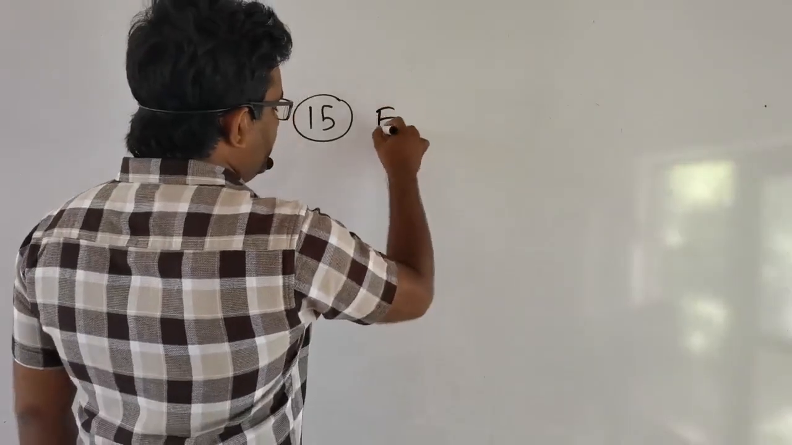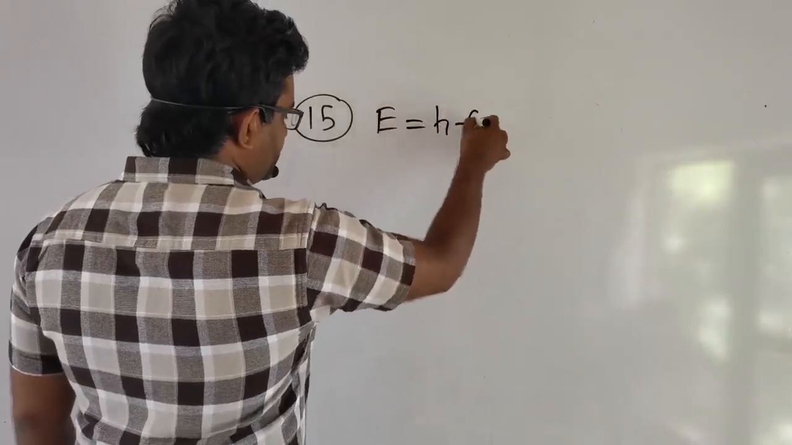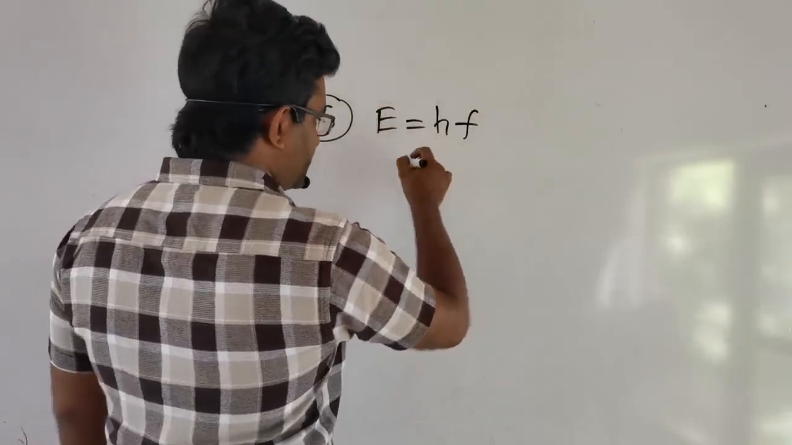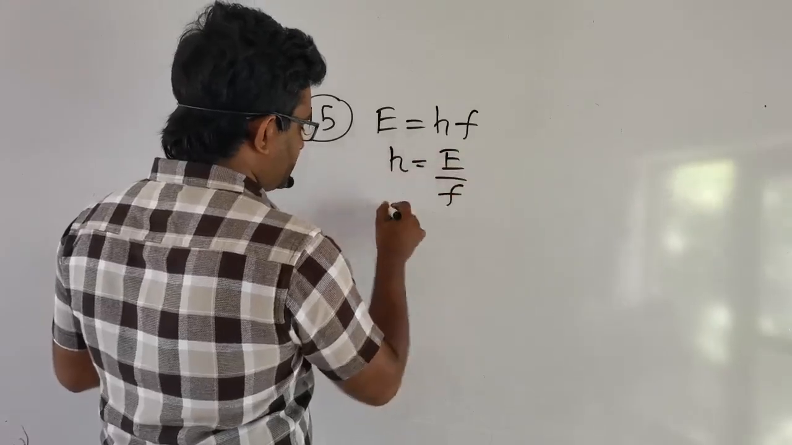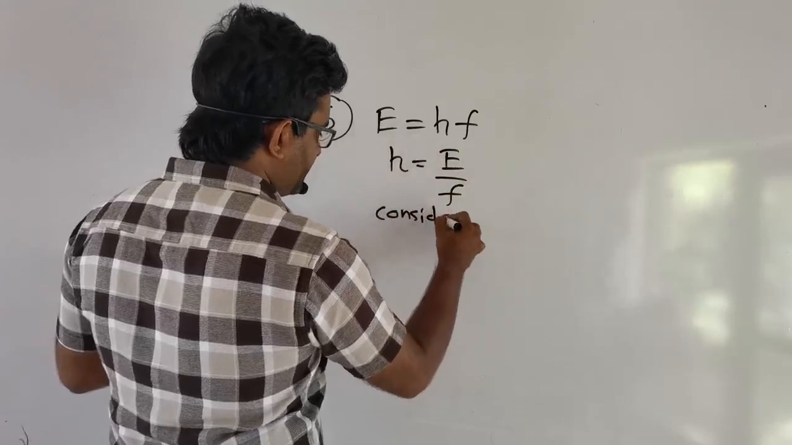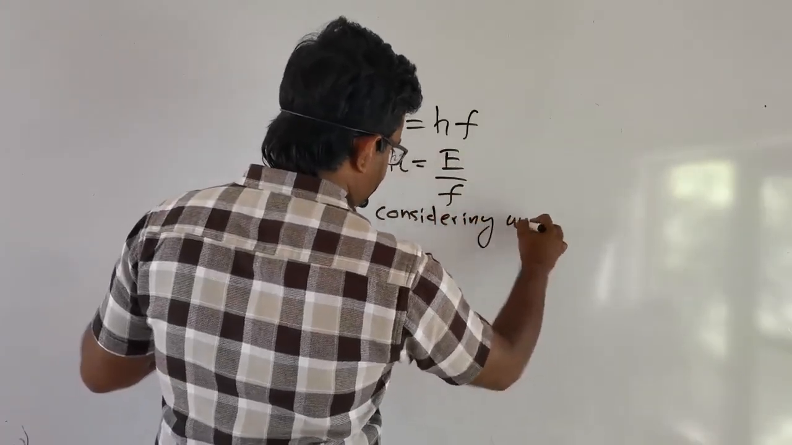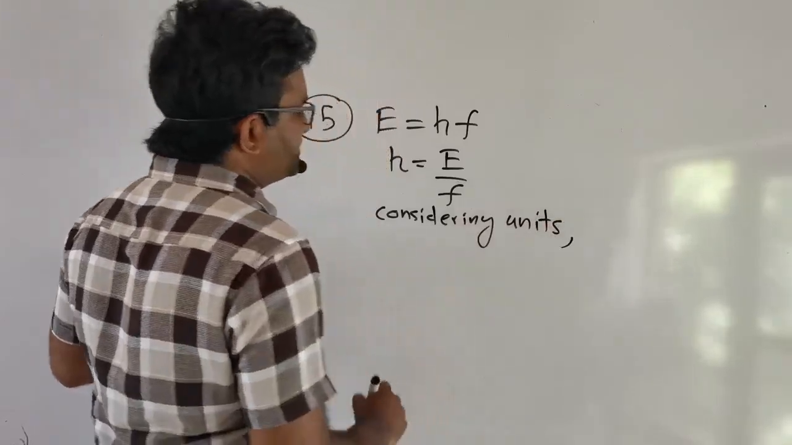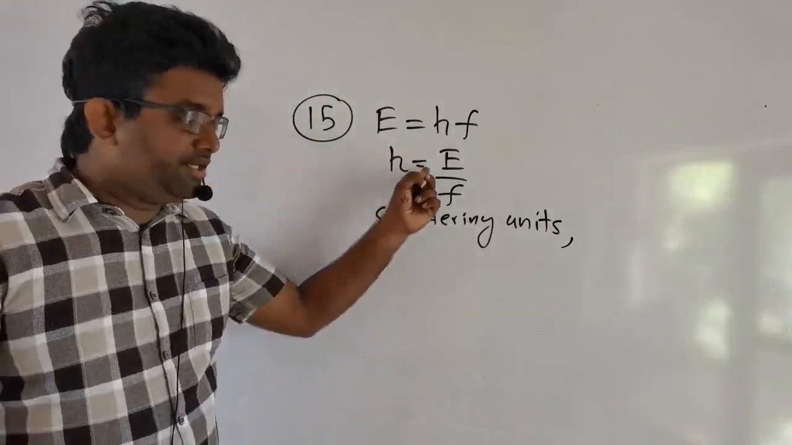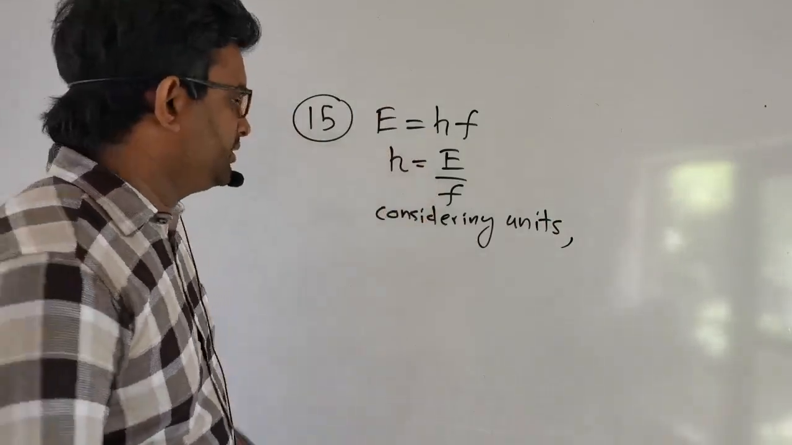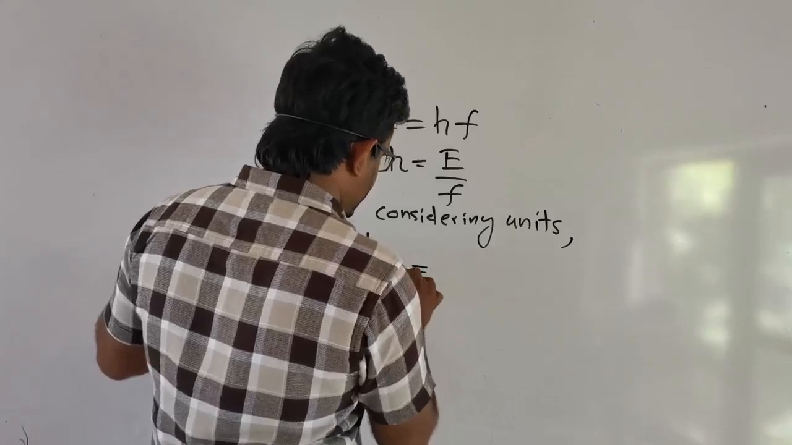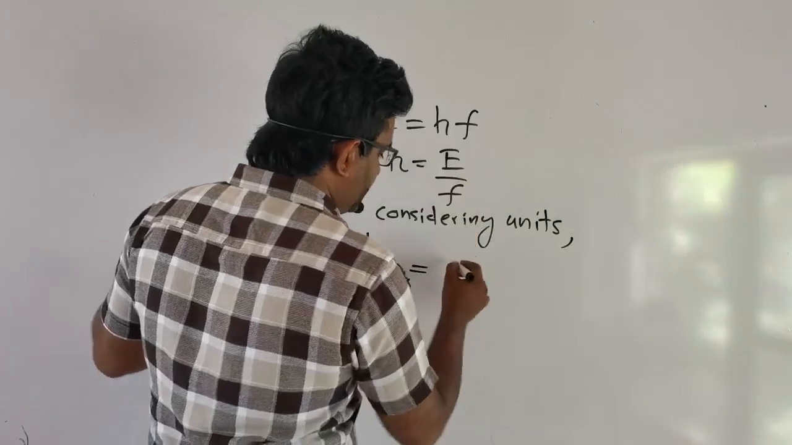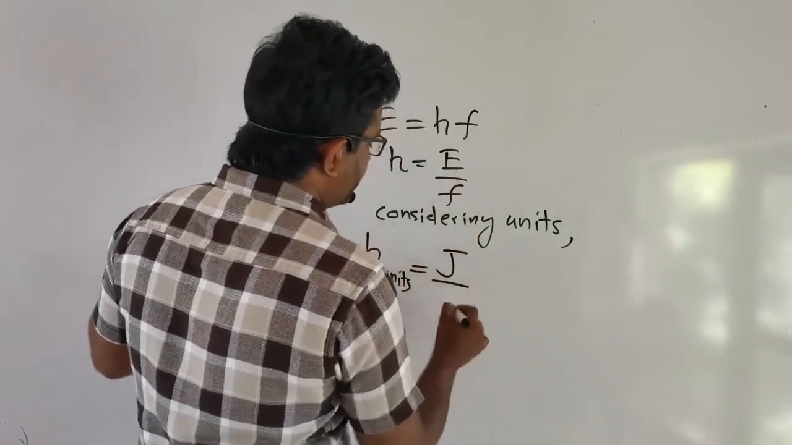Right, next one, question number 15. You are given the equation E equals HF. You need to find the units of H. So we make H the subject: E over F. So we can consider units. In that question it is given that E means energy and F means frequency. So units of H equal units of energy, that is joules.